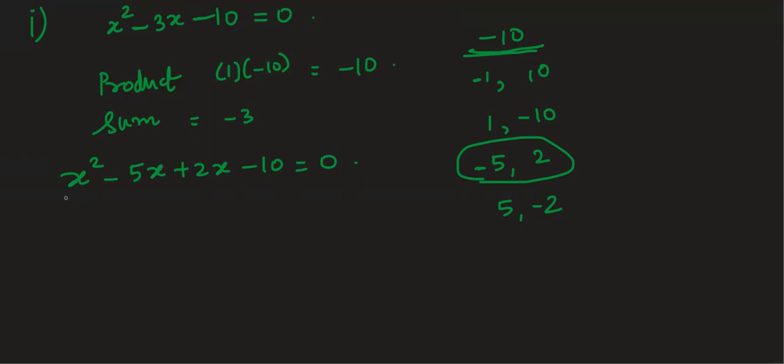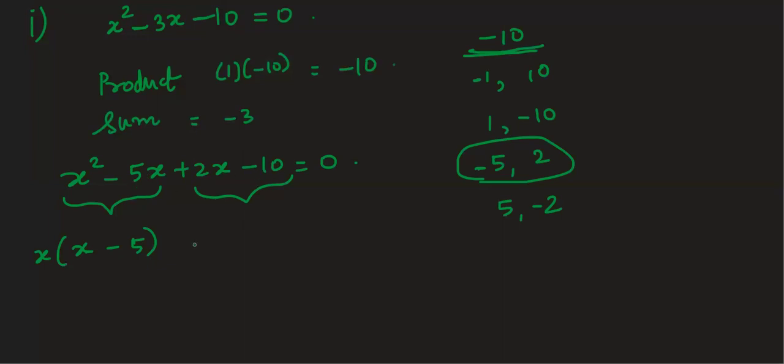The next step: combine the first 2 terms and the last 2 terms. What is common between the first 2 terms? Only x is common. So take x out and within brackets you'll have another x. So x into x will become x square, minus, again what is left out in this one? 5 is left out. So x into 5, so x into x will be x square, x into minus 5 will become minus 5x.